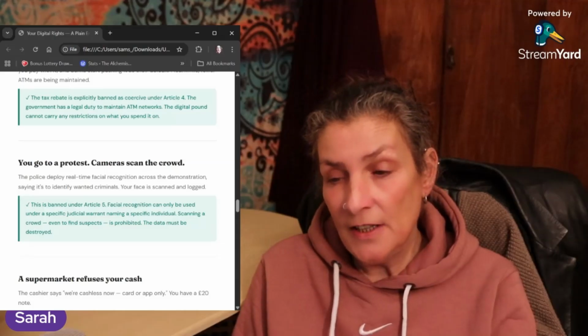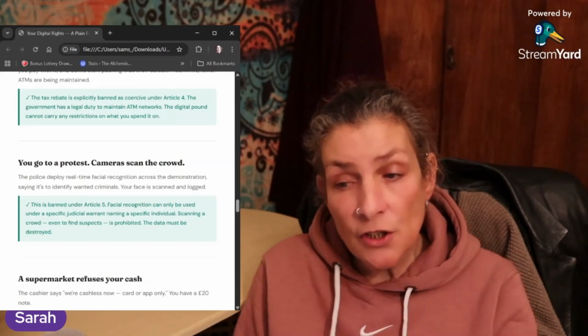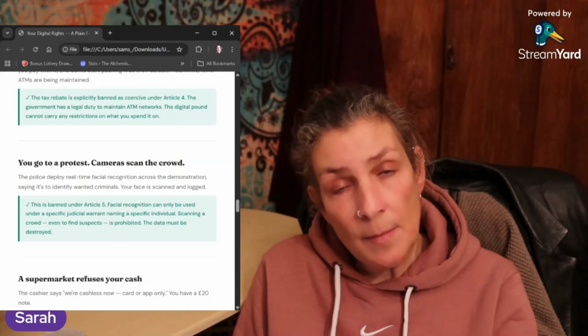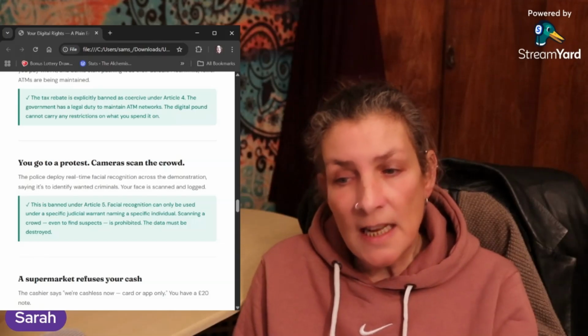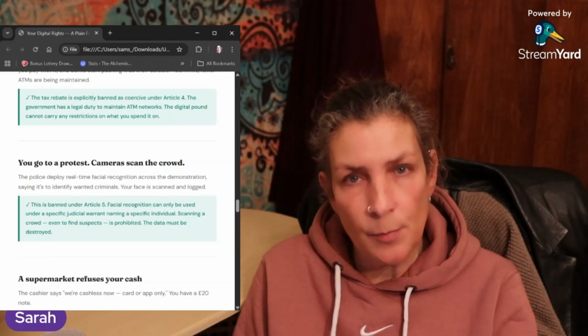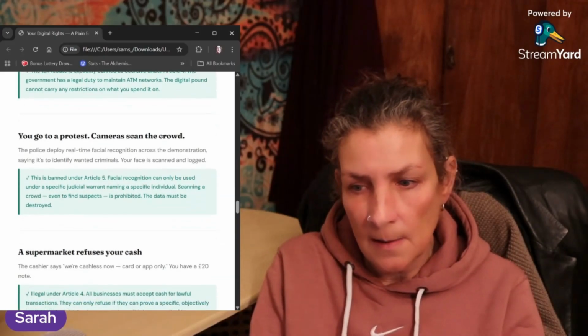This is banned under Article 5. Facial recognition can only be used under a specific judicial warrant naming a specific individual. Scanning a crowd, even to find suspects, is prohibited. The data must be destroyed.